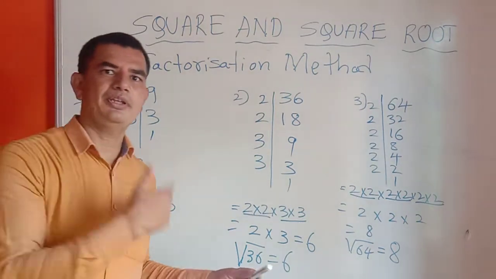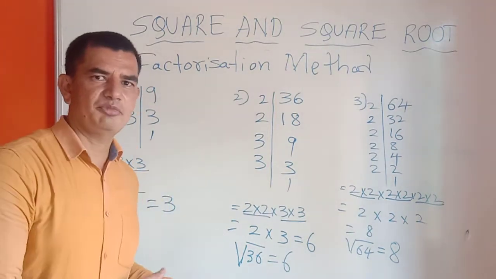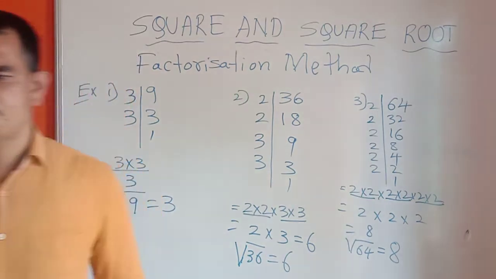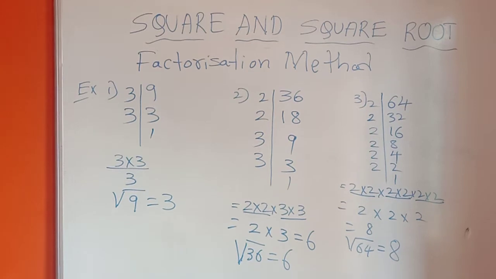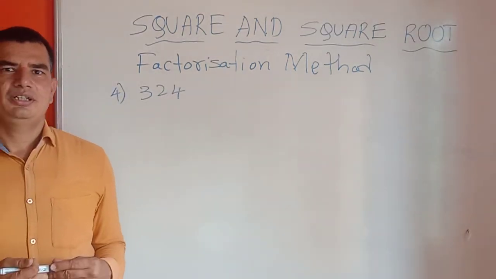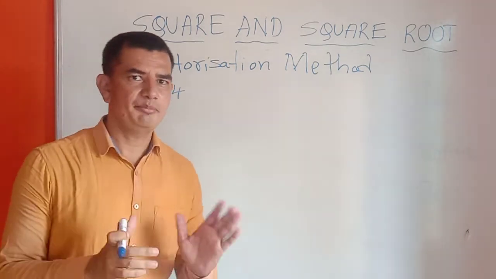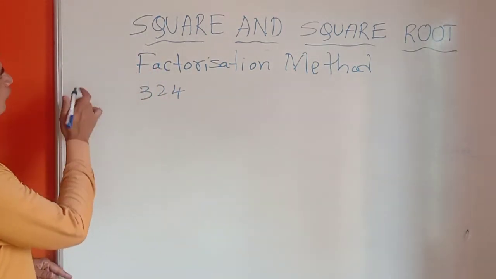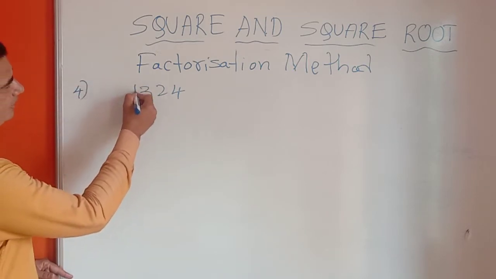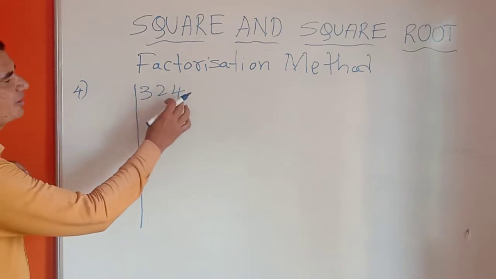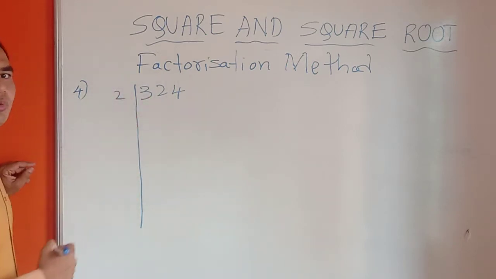Now one more example I will show you about the factorization method. After that I will go to the division method. So let's see one more example here. So students, let's see one more example of the factorization method. This is the fourth example right here. So we have to take from prime numbers. The last digit is even, so we can start with 2.